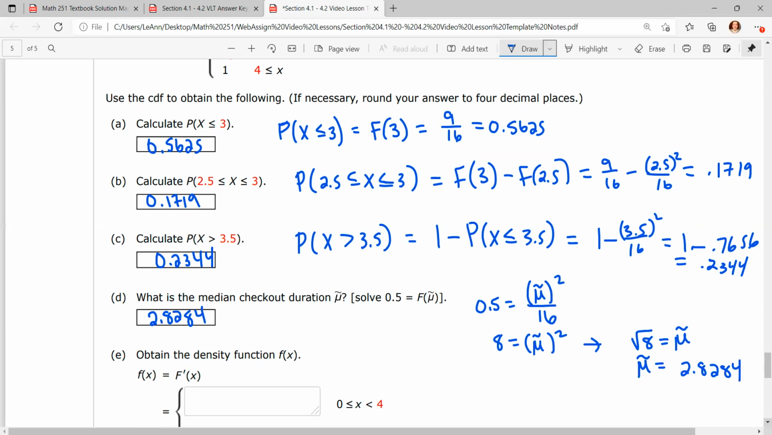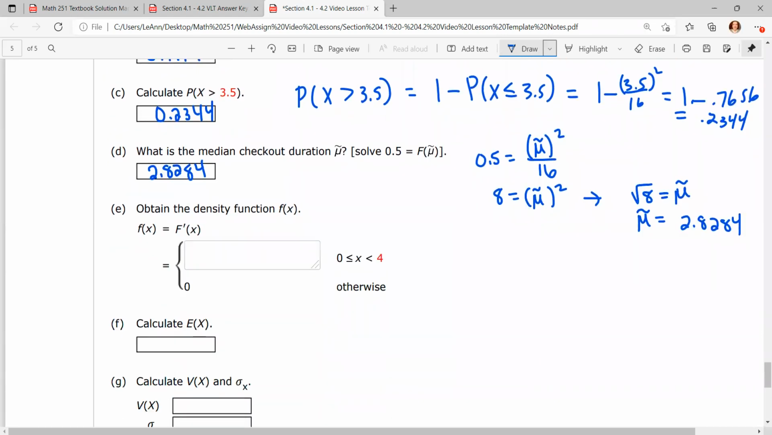Okay, obtain the density function. So this is going the opposite direction. If you have the probability density function, you have to integrate to get your cumulative one. Well, if you are going the opposite direction, if you have the cumulative and you want to know what your density function was, your PDF, you're going to be taking the derivative. So the only part we actually have to work on this one was that one piece. This was f of x when we're between 0 and 4.